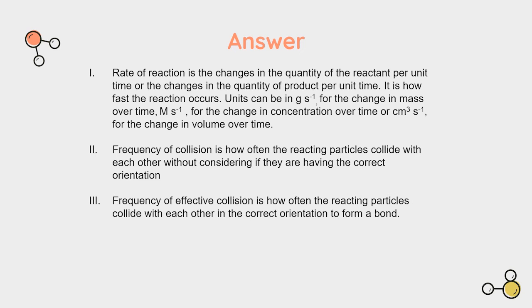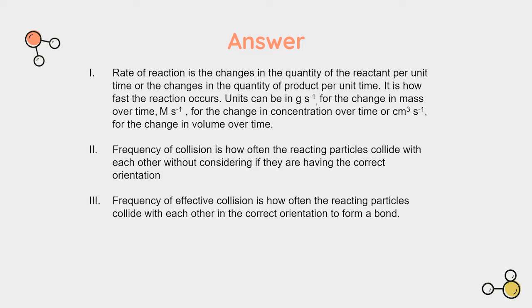And here are the answers for the rate of reaction. It is the changes in the quantity of the reactant per unit time, or the changes in the quantity of product per unit time. So it is how fast a reaction occurs. The units can be in gram per second for the change in mass over time, molar per second for the change in concentration over time, or centimeter cube per second for the change in volume over time.